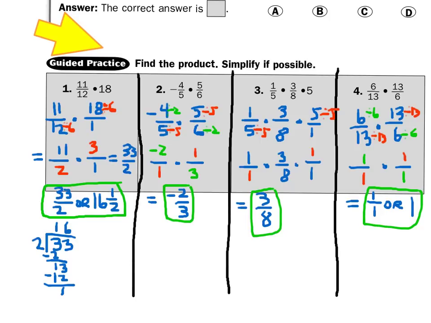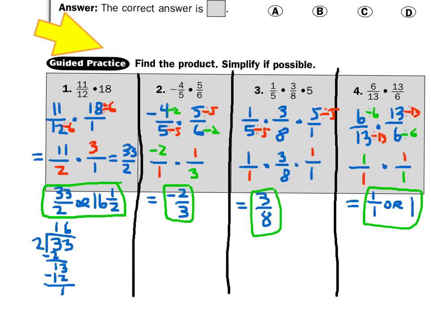Remember the in and out. So I can show you, 33 goes on the inside, 2 goes on the outside. 2 into 3 is 1, and then I subtract, I get 1, bring down the 3, 2 into 13 is 6, that's 12, and I subtract and get 1. And now I can write this. So 2 goes into 33 16 times. I put the 16 with 1 left over, 1 over 2.